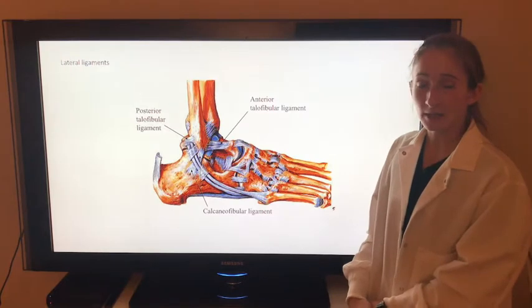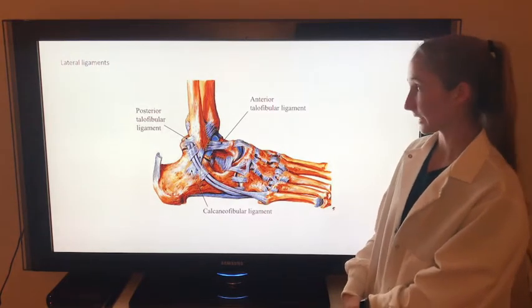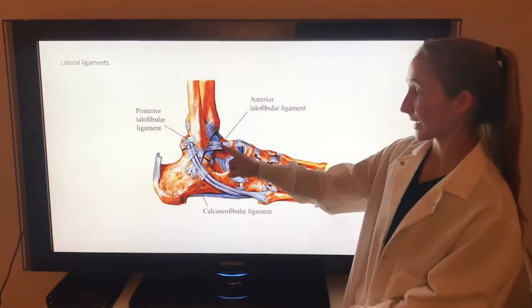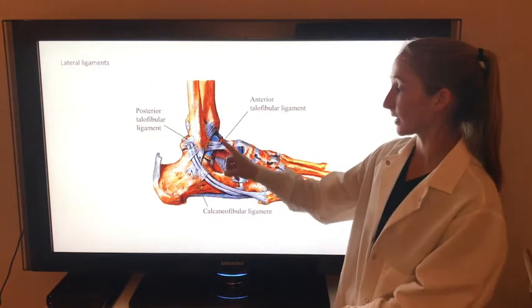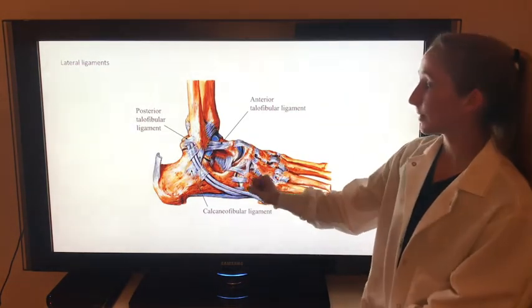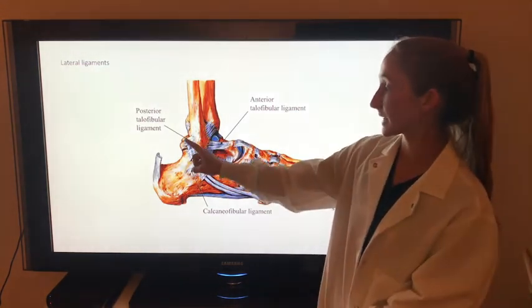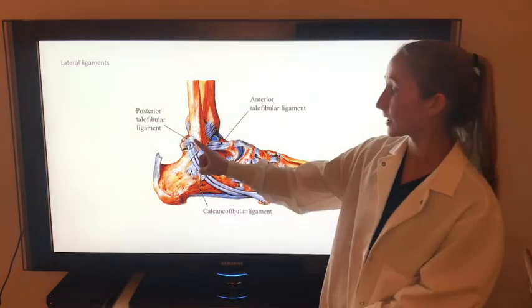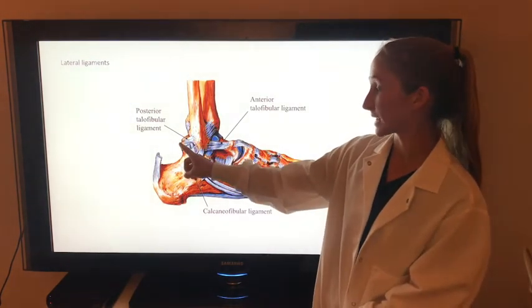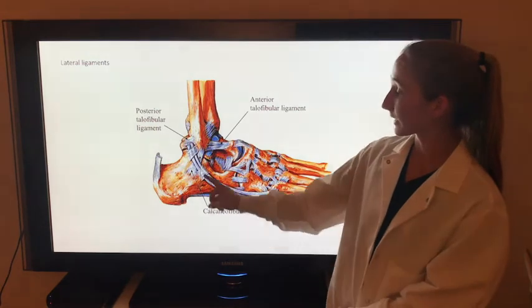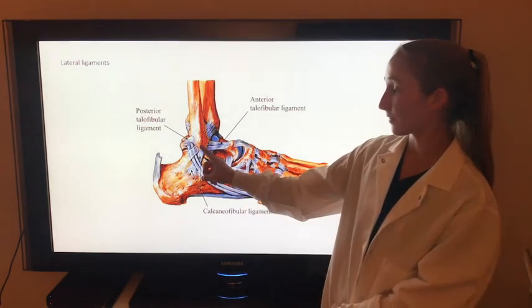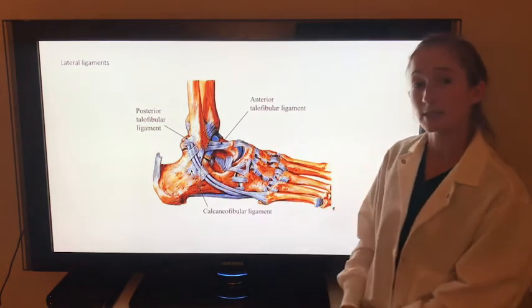There are 3 lateral ligaments that reinforce the ankle joint laterally. The anterior talofibular ligament extends from the lateral malleolus of the fibula to the neck of the talus. The posterior talofibular ligament extends from the malleolar fossa of the fibula to the lateral tubercle of the talus. And the calcaneofibular ligament extends from the lateral malleolus of the fibula to the lateral surface of the calcaneus.